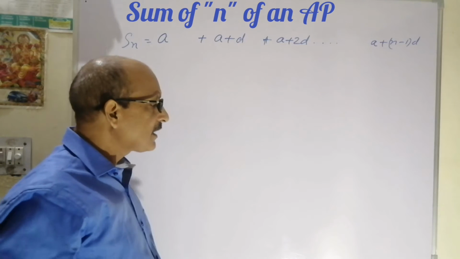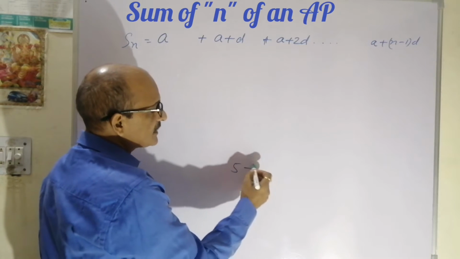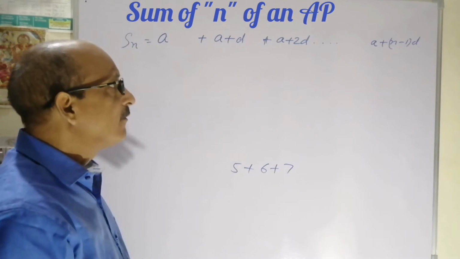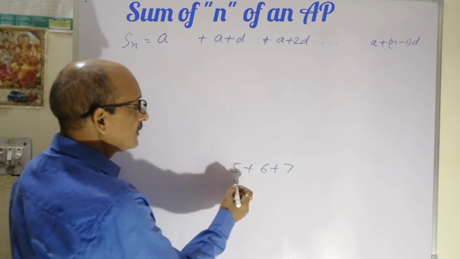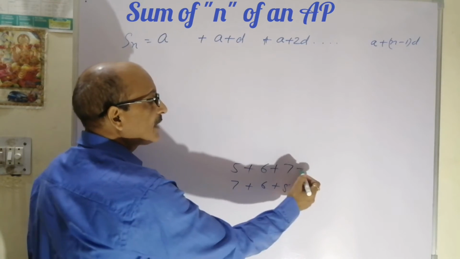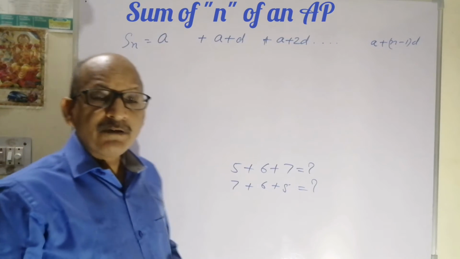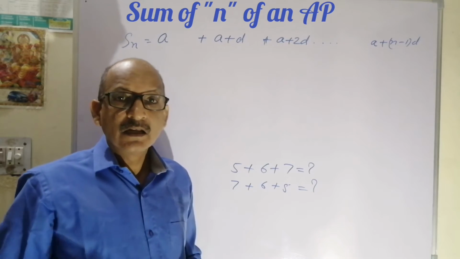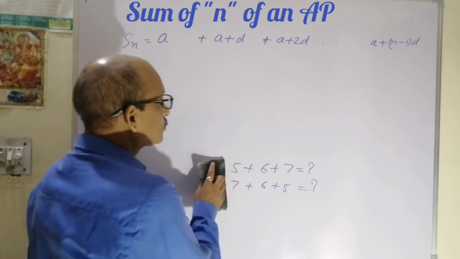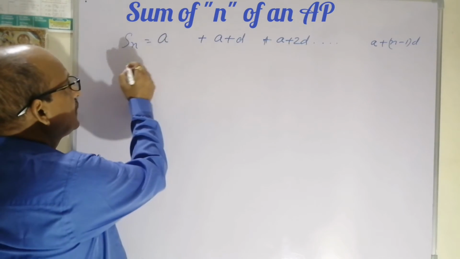Okay, one other example I am taking. If we are going to take here 5 plus 6 plus 7, what sum will we get? I think when we reverse the order, that is 7 plus 6 plus 5, the sum will be the same. It means that if we reverse the sequence, the sum will be unaffected. So we can take this one exactly like that.